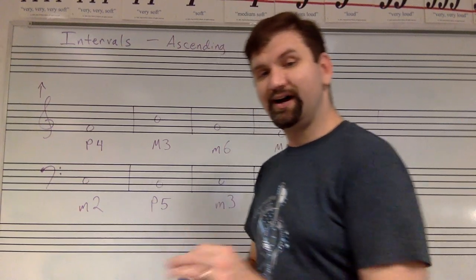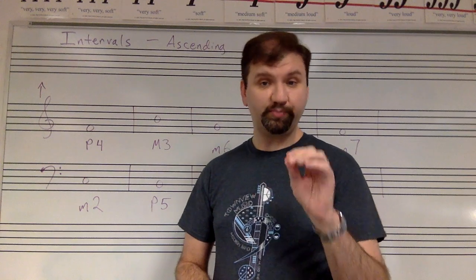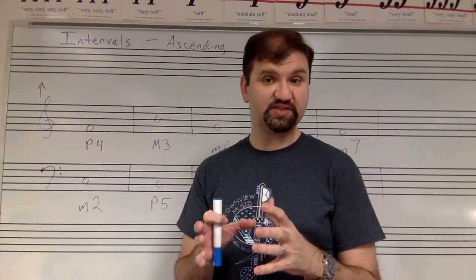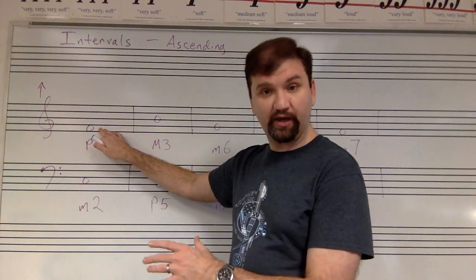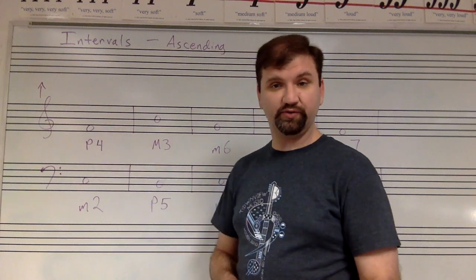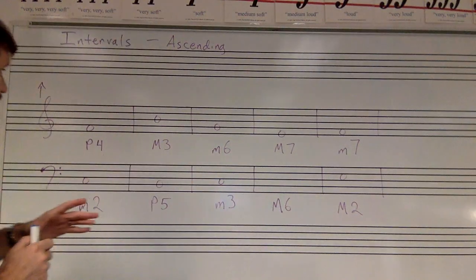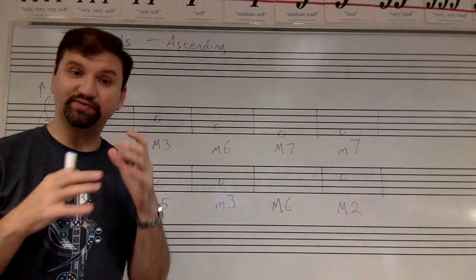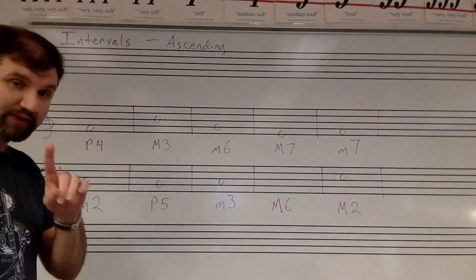Now let's look at ascending intervals. Previously, I gave you both pitches and you determined the distance between them. Now I'm giving you one pitch, the bottom pitch, and the interval, and then you notate the pitch above it. Here's our process. We're still thinking in terms of keys and scales. We're going to figure out the quantity first.